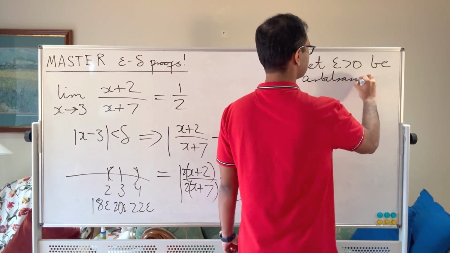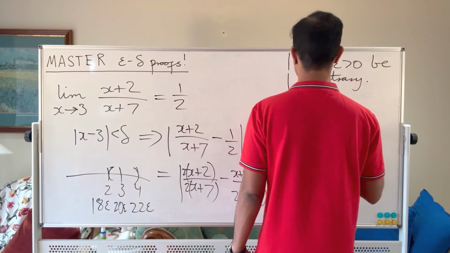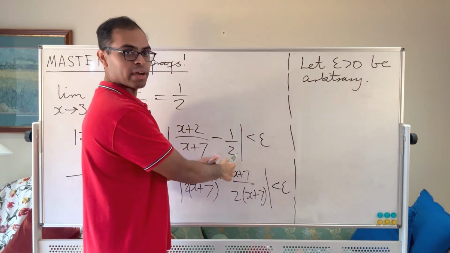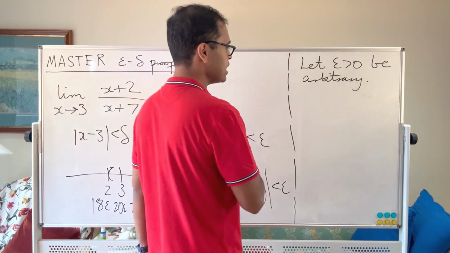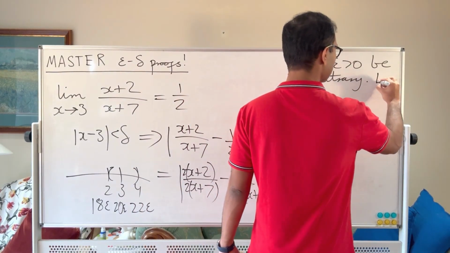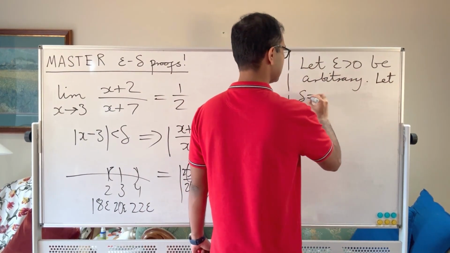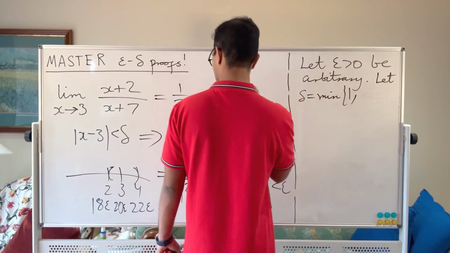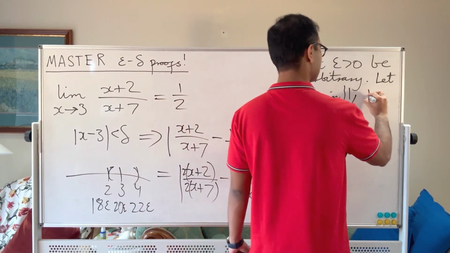Our goal is to pick a delta so that if the absolute value of x minus 3 is less than delta, then the absolute value of x plus 2 over x plus 7 minus half is less than epsilon. So let's just get into it. It's super fun. So let delta equal to the minimum. So I'm going to write this again. Let delta equal to the minimum of 1 comma, in this case 1 comma 18 epsilon.